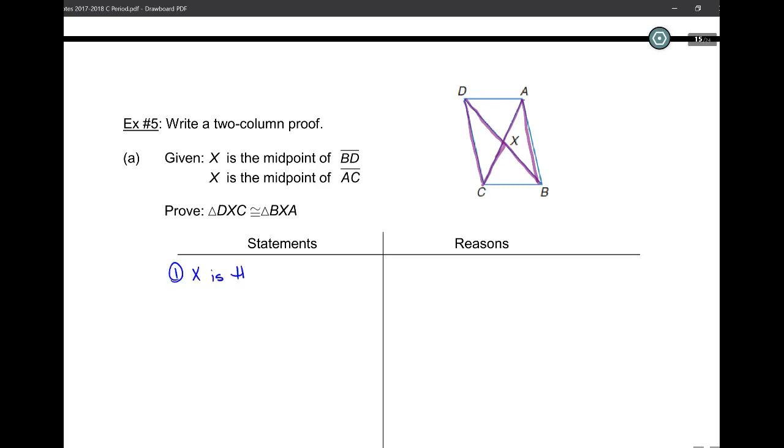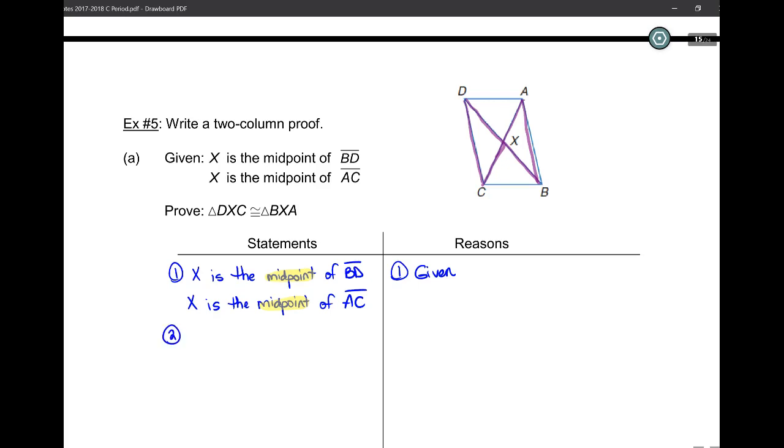So X is the midpoint of BD, and X is the midpoint of AC. Now we used a theorem previously. Again, we look at this vocabulary. So right now we don't have any congruent statements. However, midpoint does what? Midpoint divides a segment into two congruent parts.